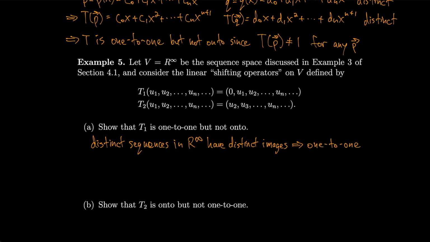However, it's impossible to get vectors that don't have a 0 in the first entry. So for example, no vector maps into 1, 0, 0, and so on. The sequence just has a 1 and then zeros afterwards. So it's not onto. Notice that to see that a transformation is not onto, you just need a single example that breaks it, a single vector that doesn't have an input.